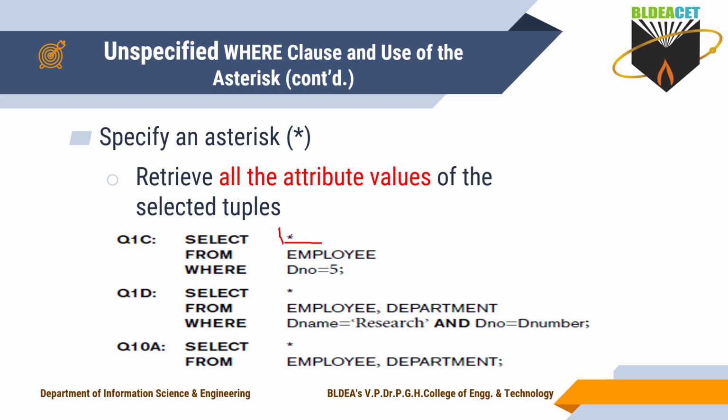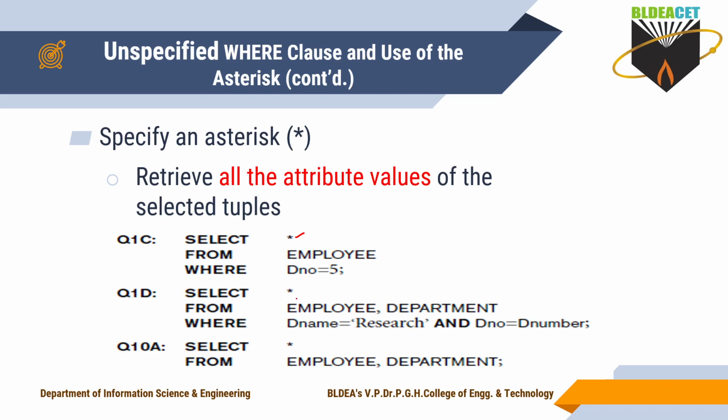So for example, here I have taken the asterisk symbol. Select star from employee where Dno equal to 5. Here I have not specified any attribute name. So then what happens here? In the employee table, however many attributes there are, it retrieves all the attribute values.